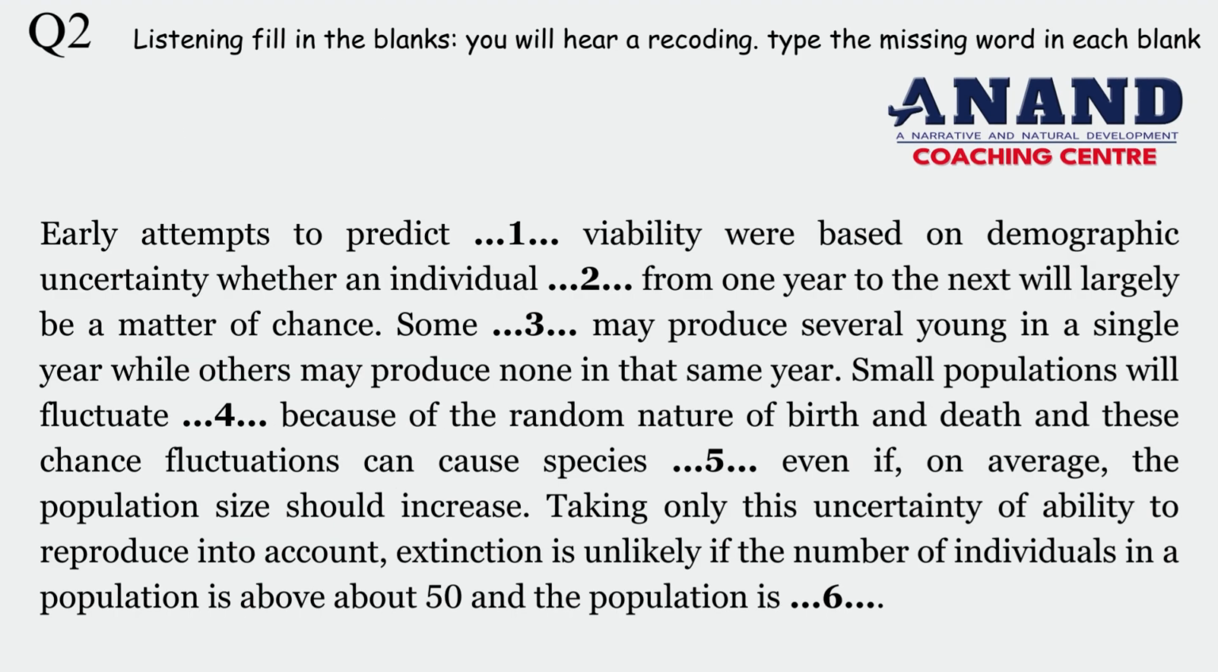Early attempts to predict population viability were based on demographic uncertainty. Whether an individual survives from one year to the next will largely be a matter of chance. Some pairs may produce several young in a single year, while others may produce none in that same year. Small populations will fluctuate enormously because of the random nature of birth and death, and these chance fluctuations can cause species extinctions even if, on average, the population size should increase. Taking only this uncertainty of ability to reproduce into account, extinction is unlikely if the number of individuals in a population is above about 50 and the population is growing.